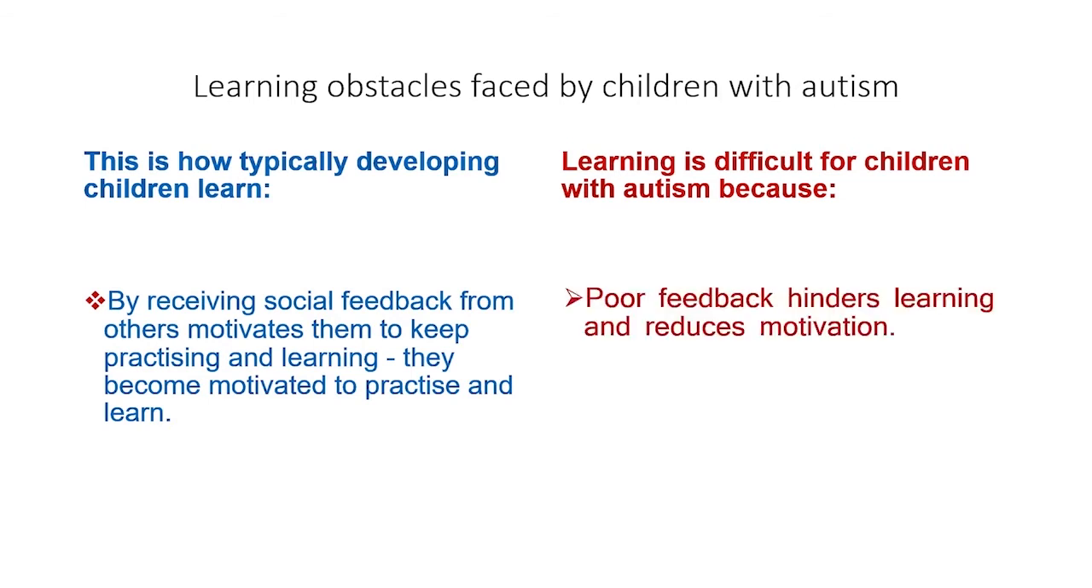Children with autism, on the other hand, don't receive the same kind of feedback from others, either because others are not understanding what they're saying or they're not able to communicate that much. So their learning and their motivation is less because they're not receiving the right kind of feedback, the right kind of reward. They don't become motivated, they don't practice, and they don't learn in the same way.